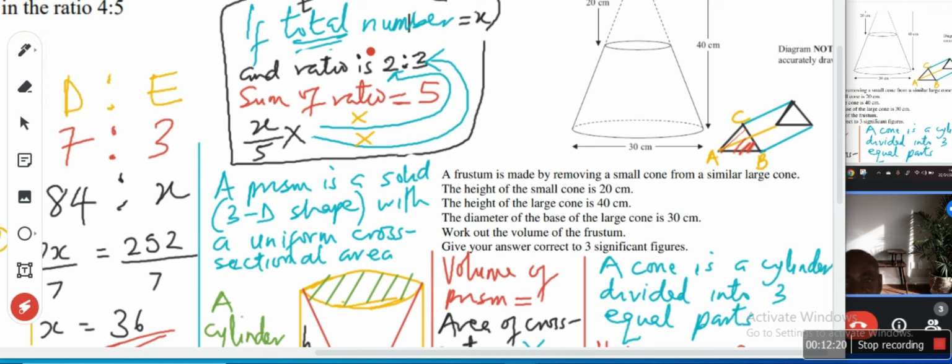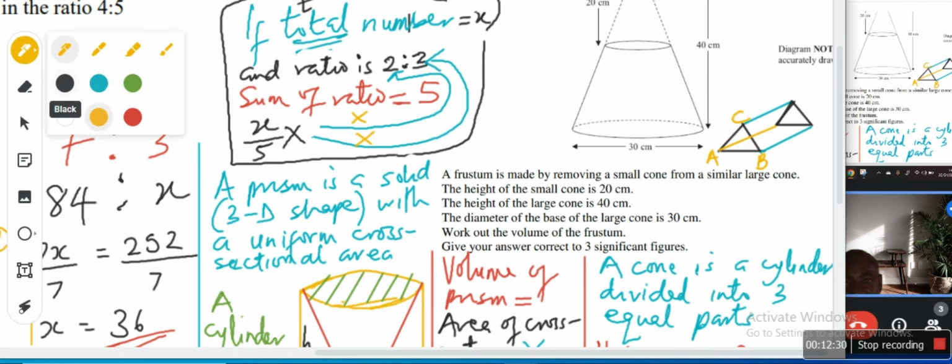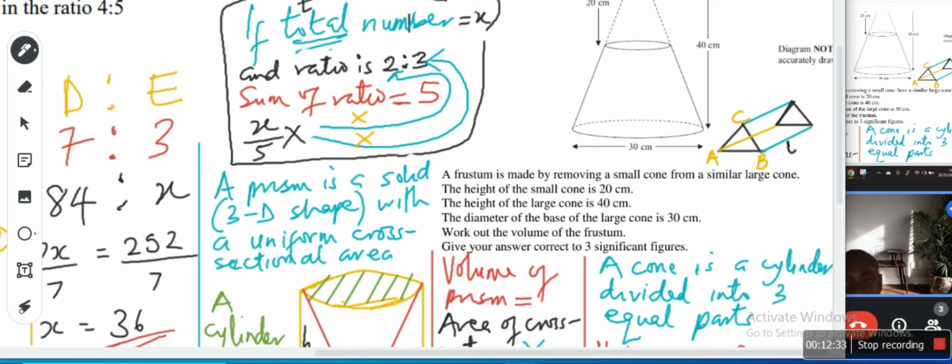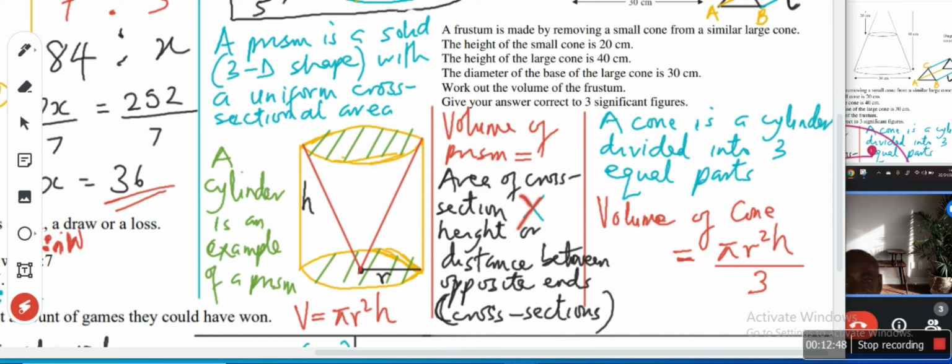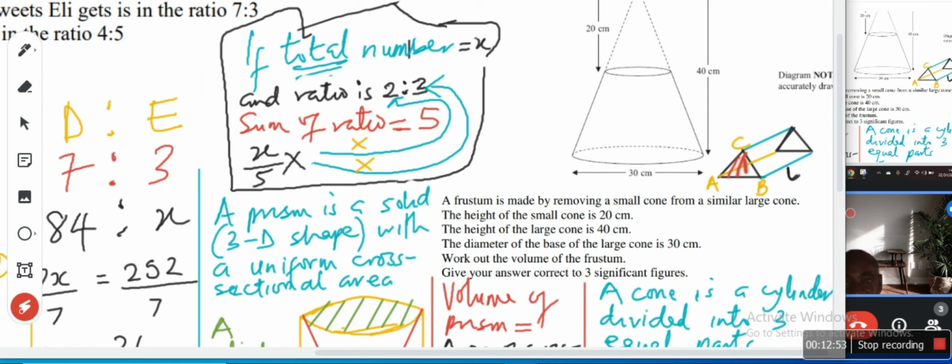And then how do we find the entire volume of this prism? Times it by the length, which assuming it is L. So this will just be divided by L. No, multiplied by L actually. The area of this cross section multiplied by L, because L is the distance between the opposite ends. So remember, the volume of a prism is the area of the cross section times the height, or distance between opposite ends.